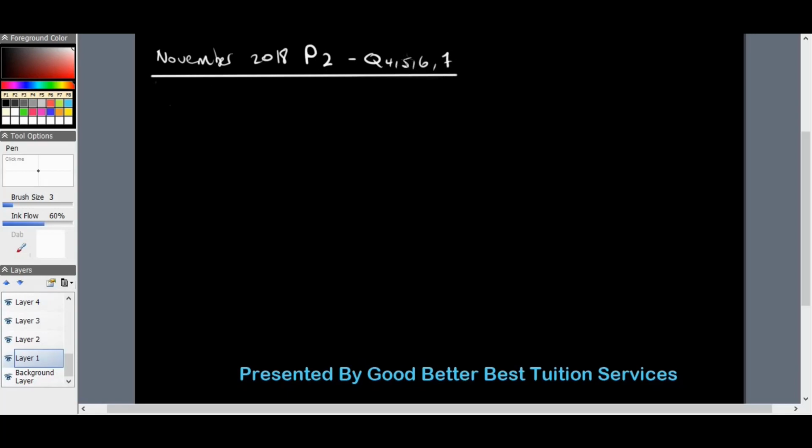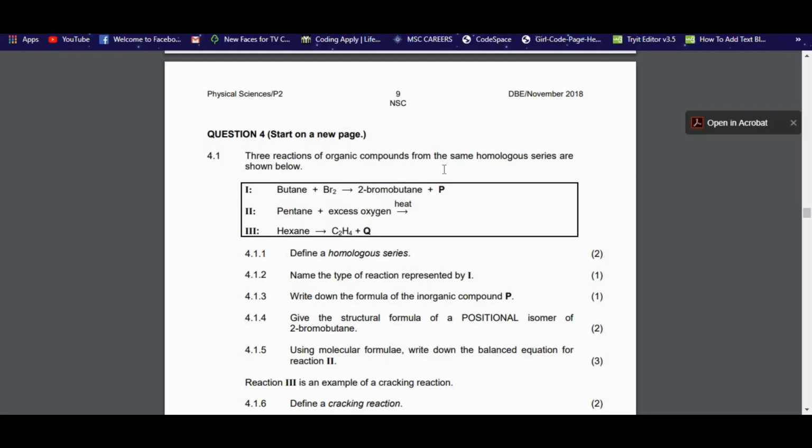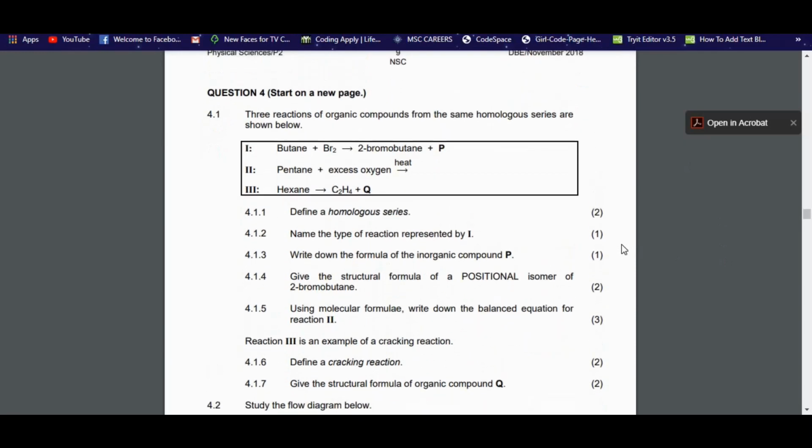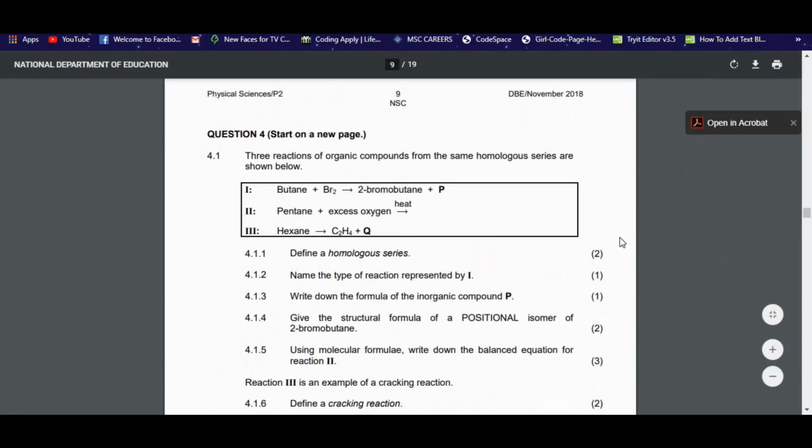This is upon request, of course, with some from last week and one from this week, added in question 6. So we're going to start with question 4 first. Question 4 is an organic chemistry question. It's the last organic chemistry question, depending on the structure of the question paper. So I'm just going to pull up the question. This one is question 4 of the November 2018 paper.